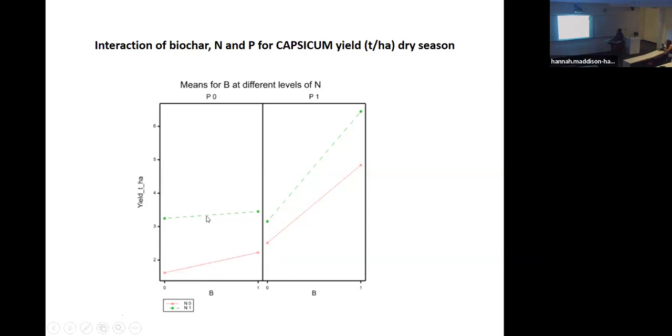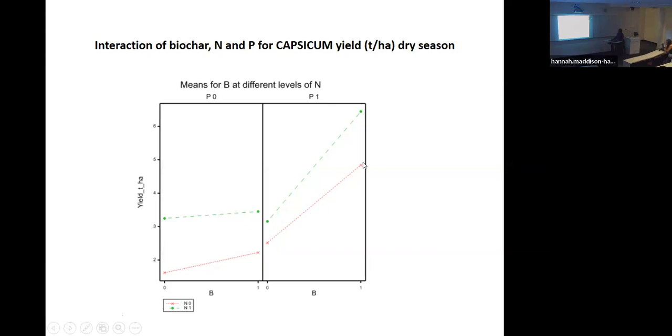Enormously, by applying nitrogen, with or without biochars, the yield is increased to 3.2 tons per hectare. On this side, phosphorus alone increases the yield to 2.2 tons per hectare. If you add nitrogen here, the yield is increased to roughly 3.3 tons per hectare.